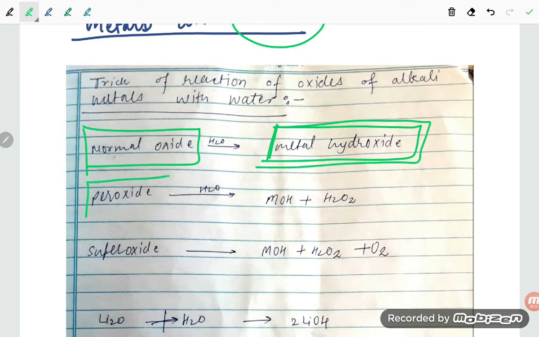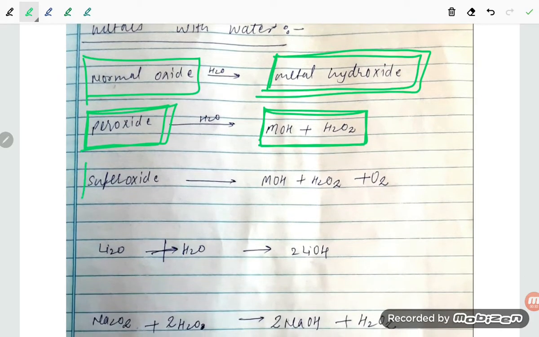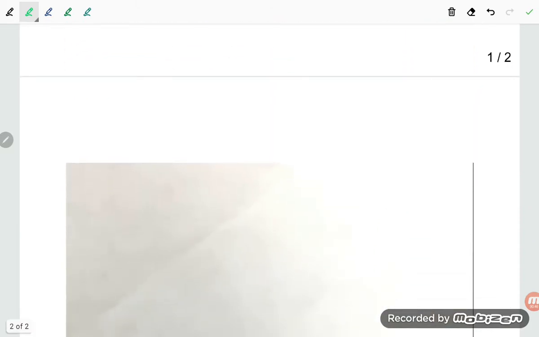If a peroxide is there, it will give two compounds, that is metal hydroxide and hydrogen peroxide. And if a superoxide is there, it will give three compounds, that is metal hydroxide, hydrogen peroxide and dioxygen. So dear students, let us have a look over the reactions and try to understand what compounds they are going to give.